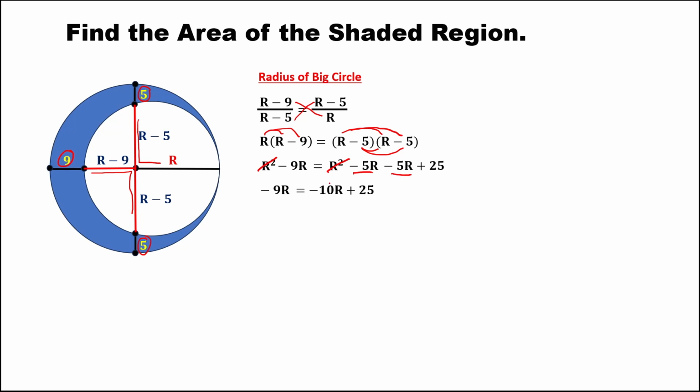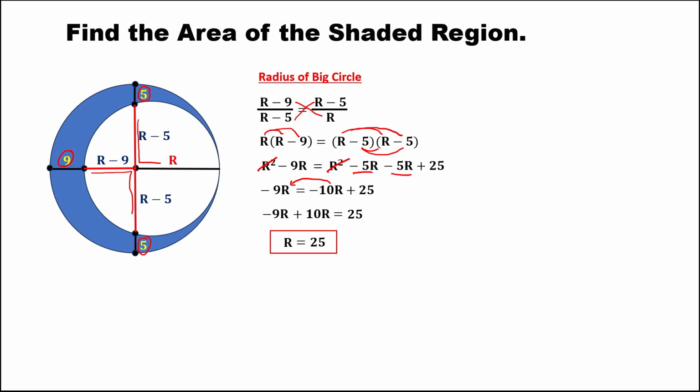Then we need to transpose this negative 10r to the other side. So this becomes positive 10r equals 25. Therefore the radius of the big circle is 25.